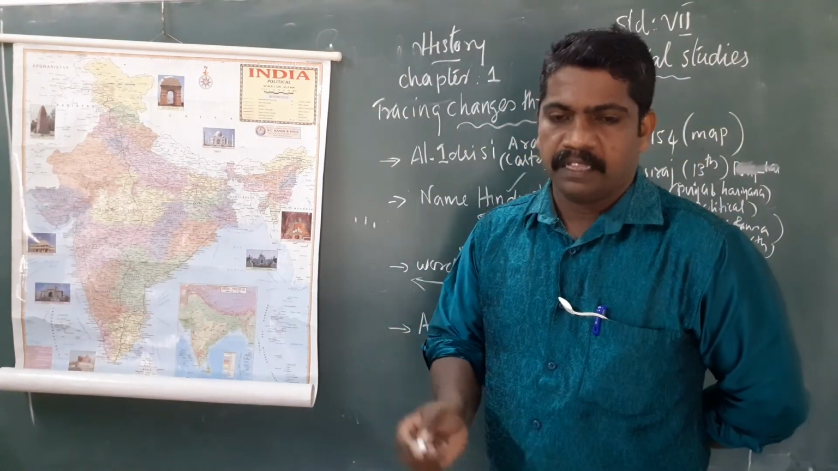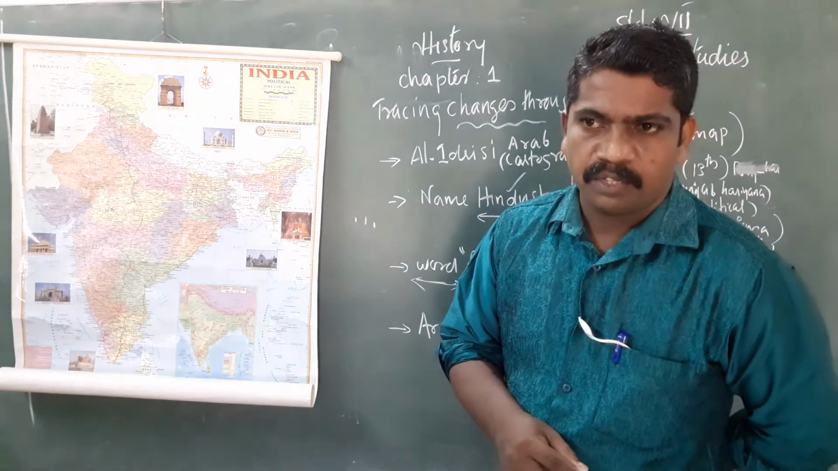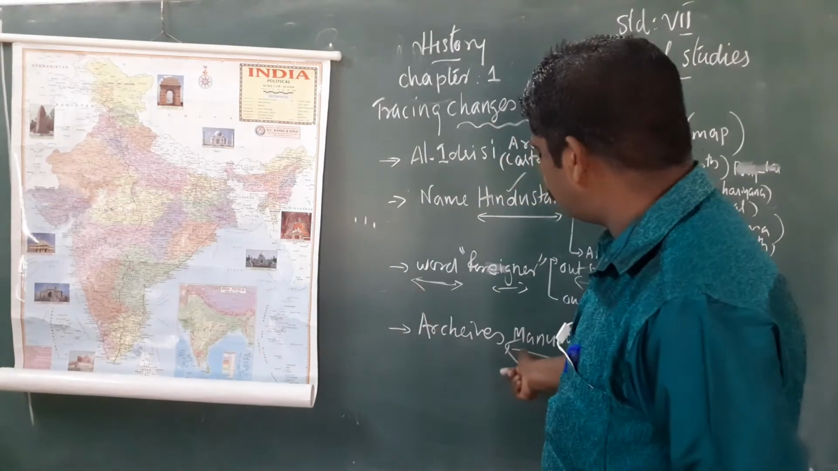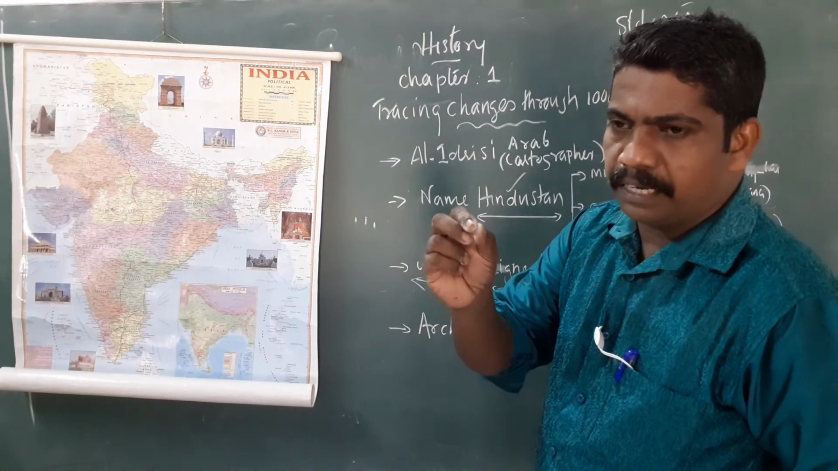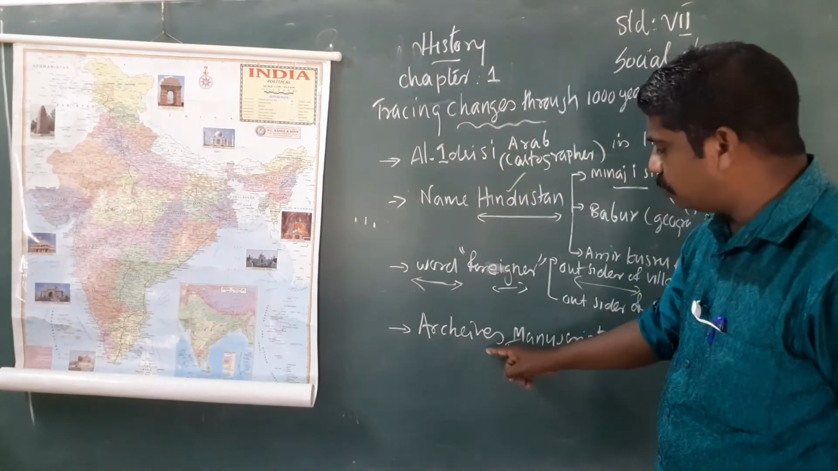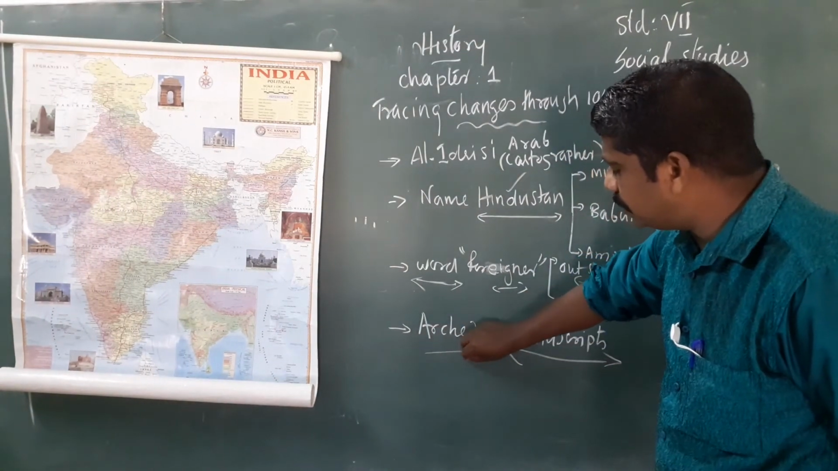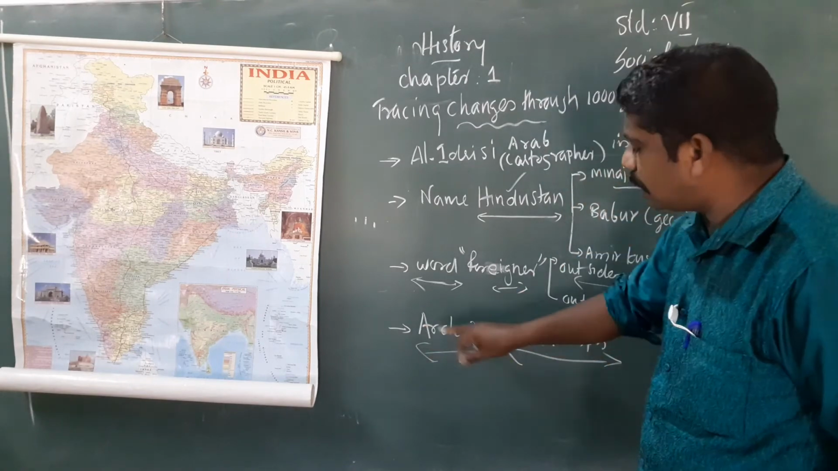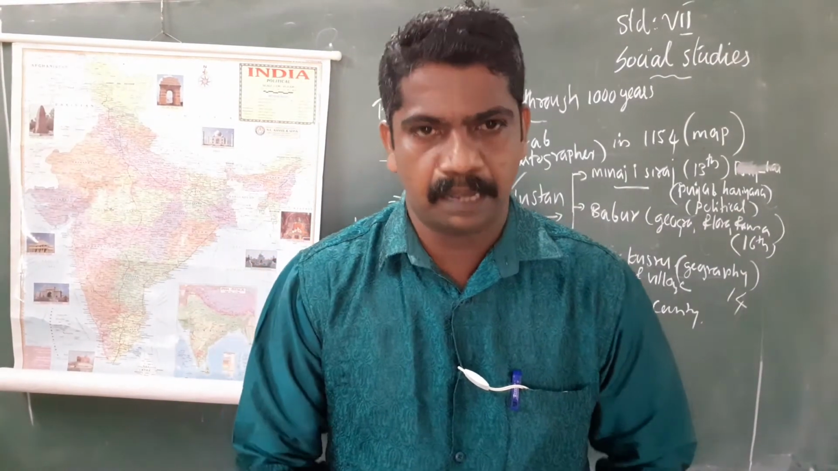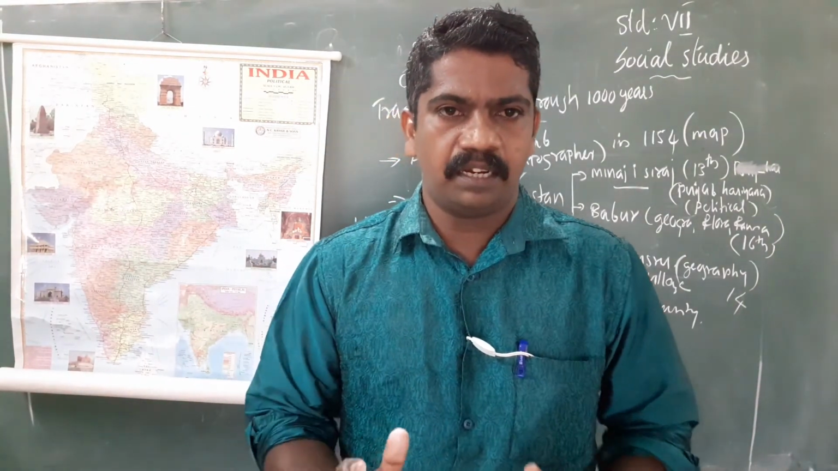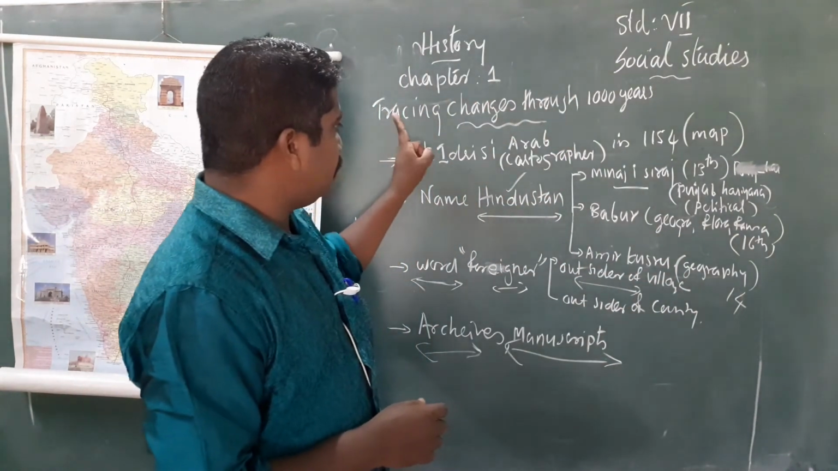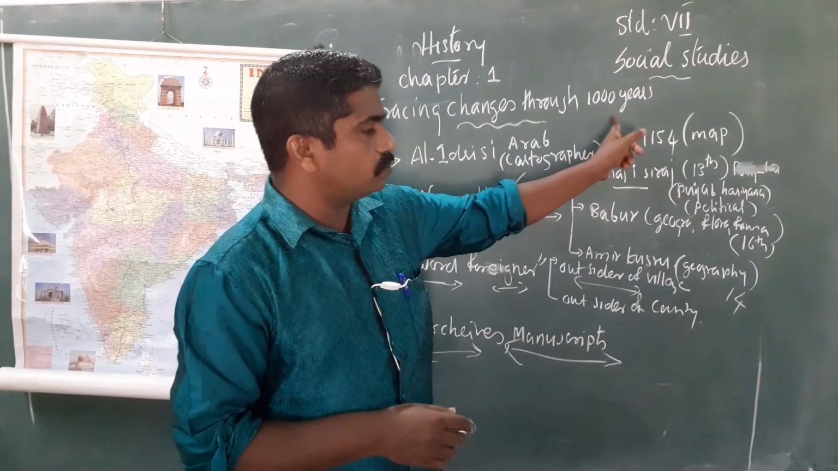They were written on palm leaves. You have seen them in old films. So manuscripts are documents written on palm leaves by hand. Then archives. Archives are the places where manuscripts are kept. So this is the total of what we study here. Our chapter in history is tracing changes through 1000 years.